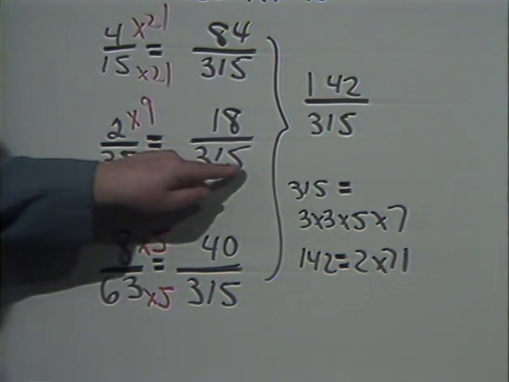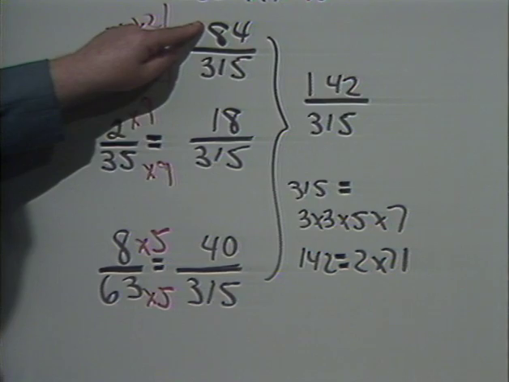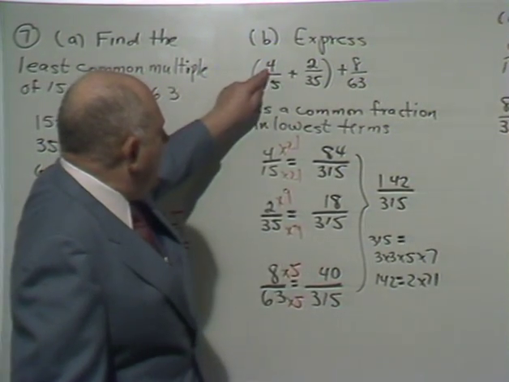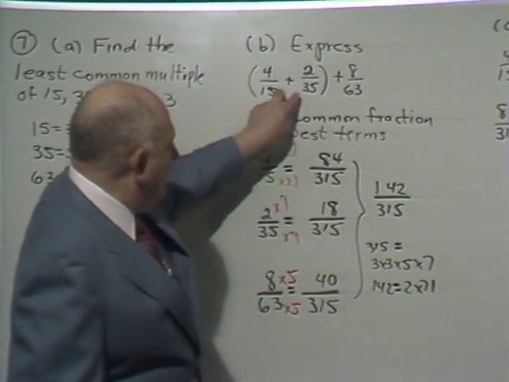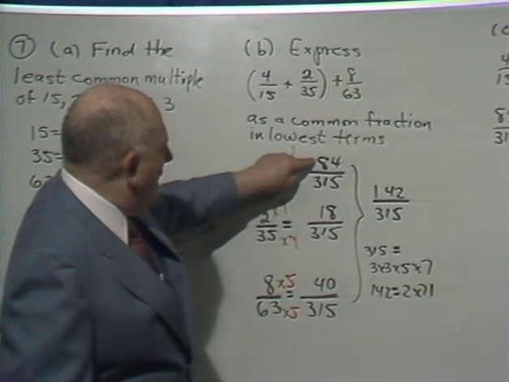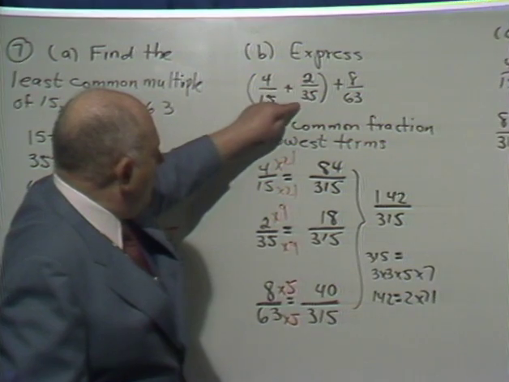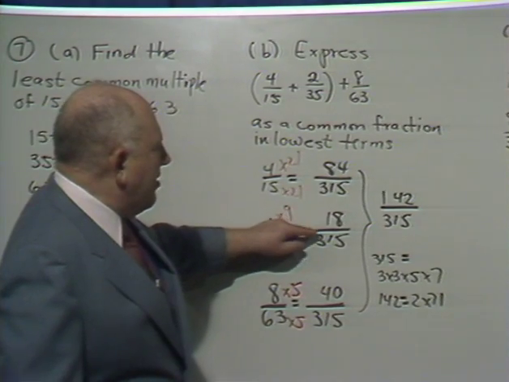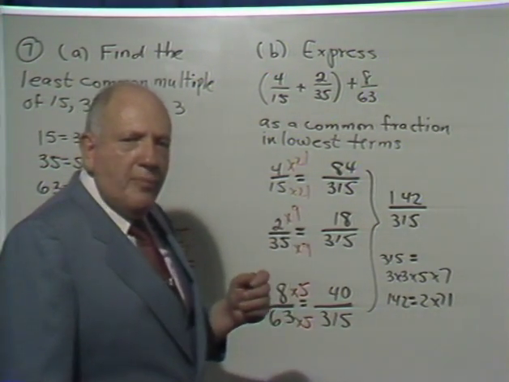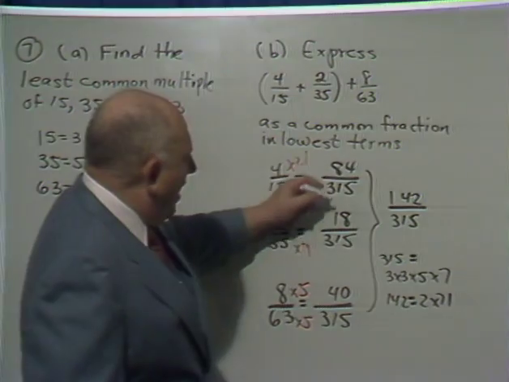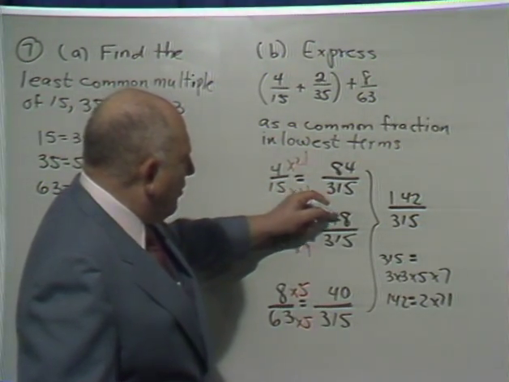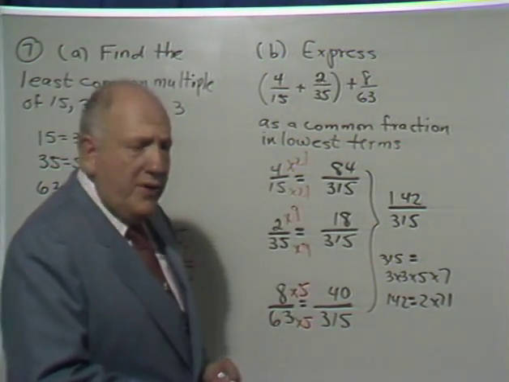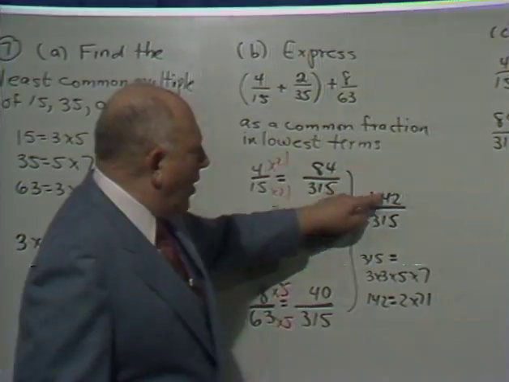So altogether, out of 315, how many am I taking? 84 plus 18 plus 40. Technically speaking, I want the 84 and the 18 grouped together, because the 4/15 gets replaced by 84 over 315, the 2/35 gets replaced by 18 over 315, etc. But the important point is, since addition for whole numbers is associative, and since I'm only adding the numerators, 84 plus 18 is 102, plus 40 is 142. 142 what? 142 over 315.